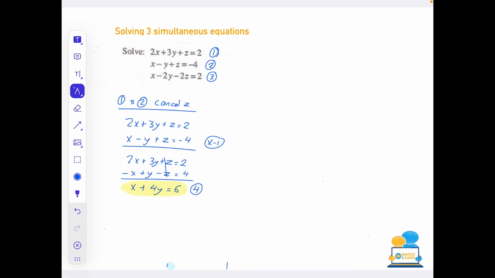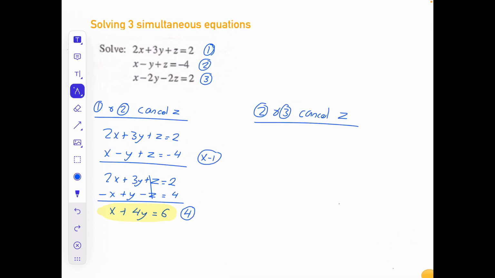Now for step 2, instead of taking equation 1 and 2, I'm going to take equation 2 and 3, and I'm going to cancel z again. Whatever you chose to cancel over here, you have to cancel the same variable or the same letter in your second step. So I'm going to write down equation 2 and 3. So x minus y plus z is equal to -4, and x minus 2y minus 2z is equal to 2.